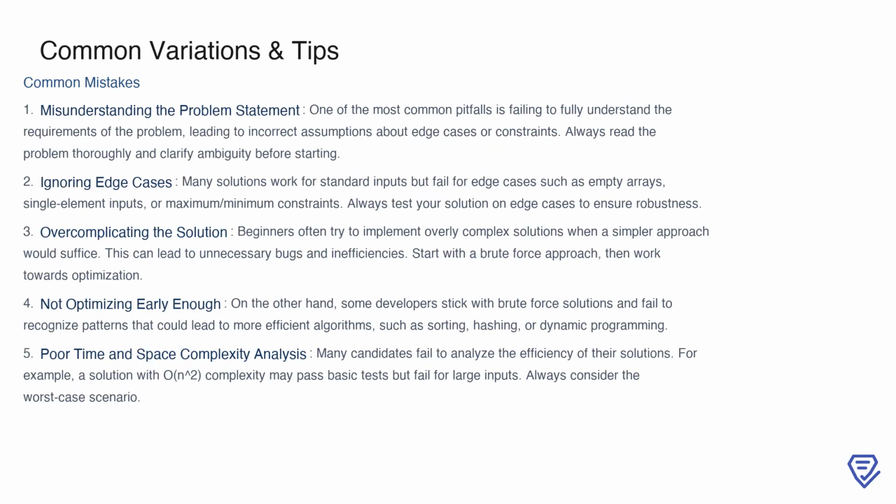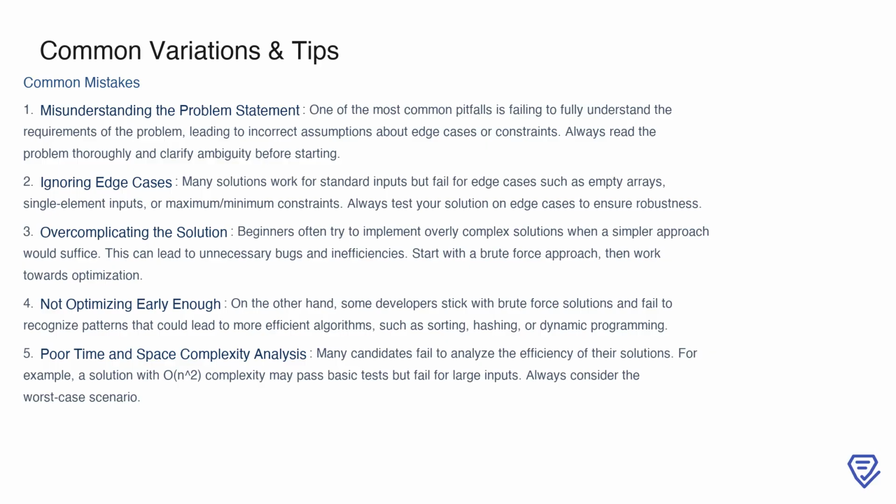When working on coding problems, there are a few common mistakes to watch out for. First, misunderstanding the problem statement can lead to incorrect assumptions about edge cases or constraints. It's crucial to read the problem thoroughly, identify any ambiguities, and clarify them before diving into your solution. Next, ignoring edge cases is another frequent error. For example, solutions may handle standard inputs well but fail for scenarios like empty arrays, single-element inputs, or boundary constraints. Always ensure your solution is robust by explicitly testing these cases.